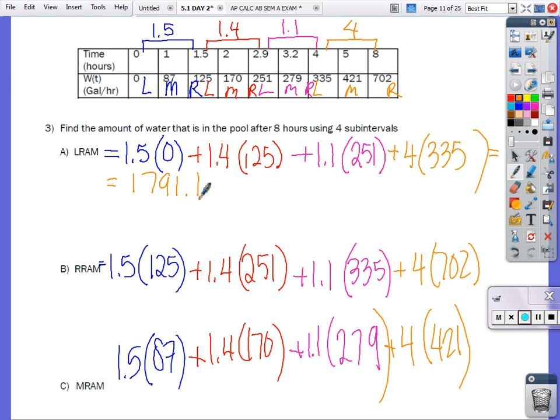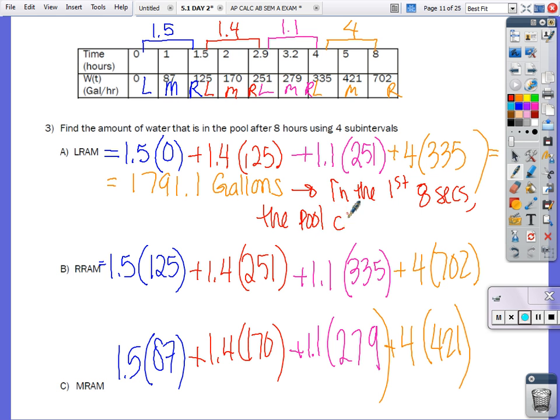0.1. All right, and then the units were gallons. So just to make sure you understand what you found: in the first 8 seconds, the pool gained 1,791.1 gallons. Gained that much. I have no idea how much water is in the pool after 8 hours. I just know after 8 hours I gained this amount of gallons.